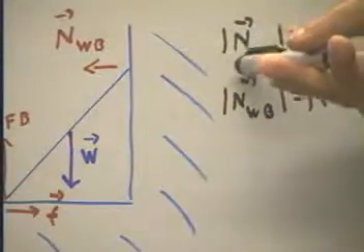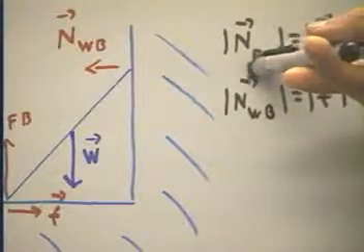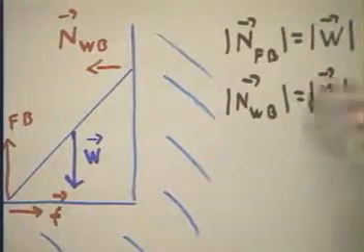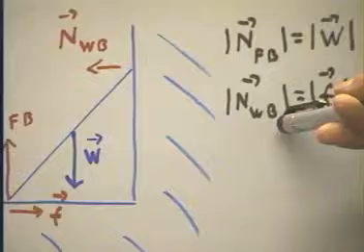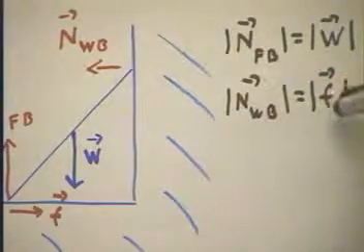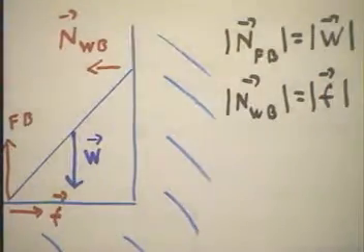So we conclude that the magnitude of the normal force of the floor on the beam is equal to the magnitude of the weight, and the magnitude of the normal force of the wall on the beam is equal to the magnitude of the frictional force.